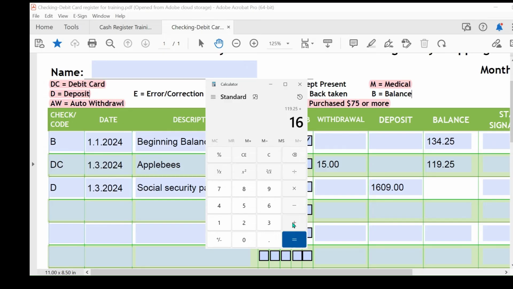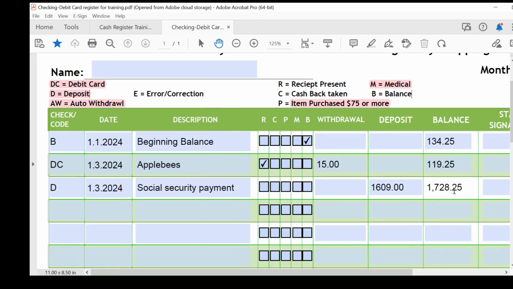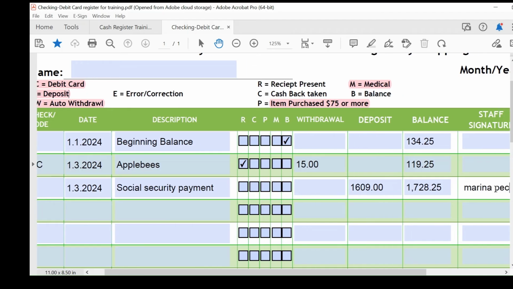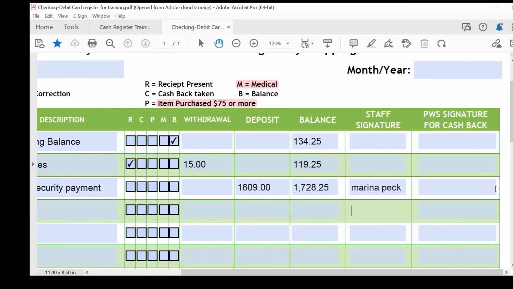and we're going to add, deposit column is add, 1609, equals. So then we're going to update the balance, 1728.25. And there you have your updated balance. So it's very important to always fill in, and then since you're the person making the entry, go ahead and sign your name. The person we support does not have to sign their name because it wasn't cash back.